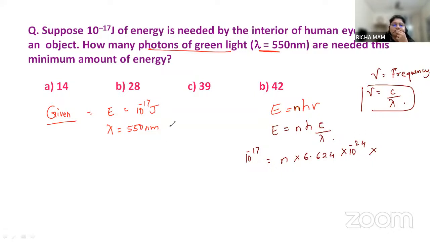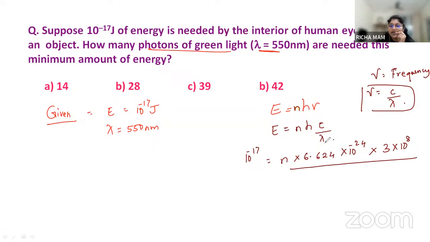C is 3 into 10 to the power 8 meter per second. Yes, very good. It is the speed of light. So it is given as 3 into 10 raised to 8 meter per second. So C is 3 into 10 raised to 8.